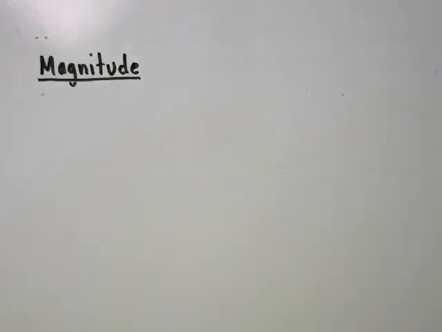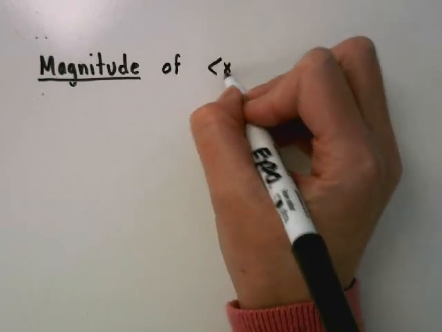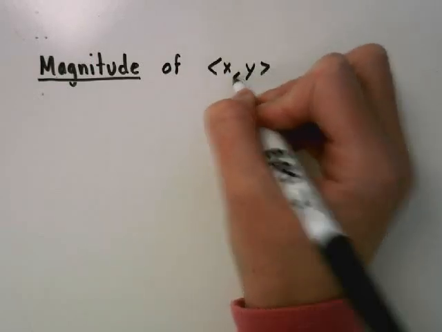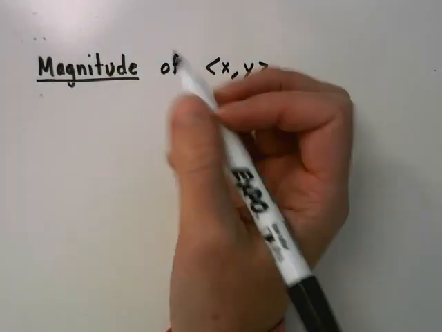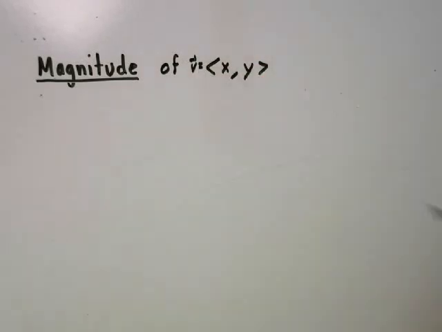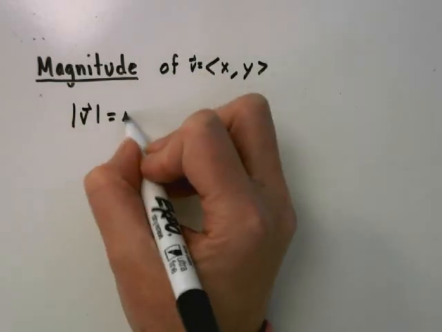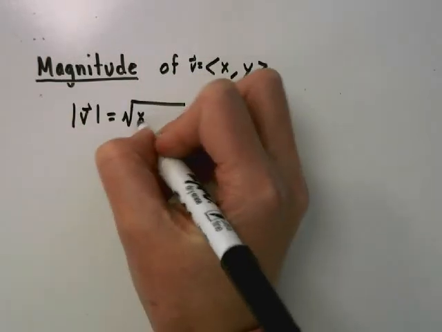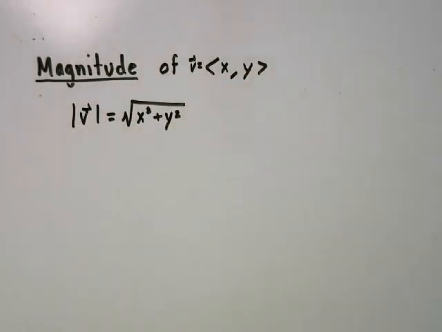Magnitude, or the length of the vector. So if I have some vector, we're just going to call it x, y. That means we have the x distance and the y distance, so all we're going to do is the Pythagorean theorem. So let's call this vector v. So the magnitude of v is going to be the square root of x squared plus y squared.